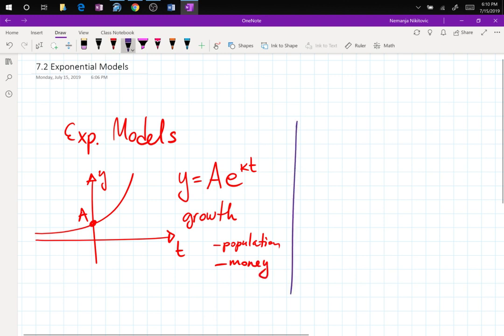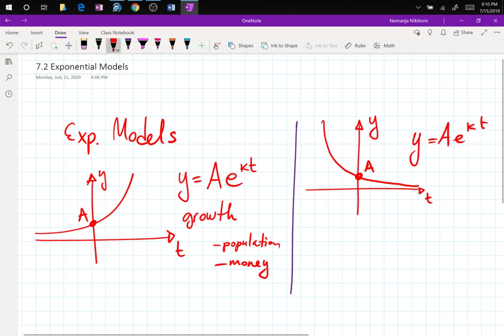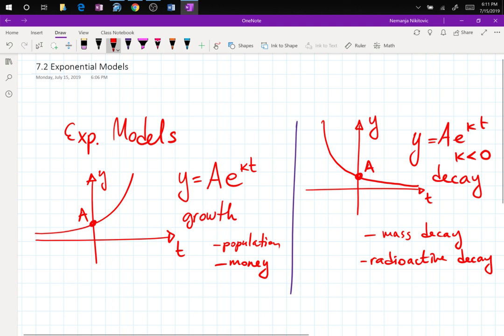Now, on the other side of the wall, we're going to have the decay model. As time goes, the amount of stuff A diminishes in time. So y equals a e to the kt, where k is negative in this case. This is called exponential decay, and we want to talk about mass decay, radioactive decay, garbage decay, metabolizing drug in a system. There are a whole bunch of things that we can talk about with decay. So for growth, k is larger than 0. When k is positive, the values grow. When k is negative, they diminish.